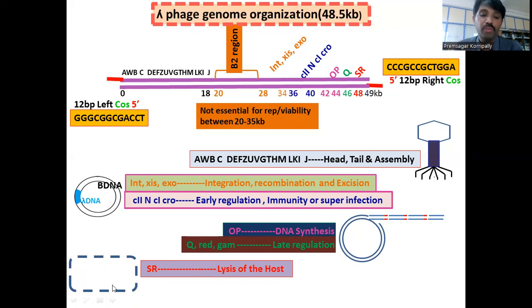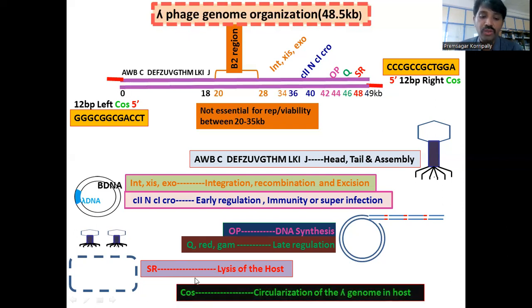The holin molecules form pores in the plasma membrane through which lysin molecules enter. They are also called muramidase, and they break down the cell wall and then release the phage particles. So the S and R genes are responsible for the lysis of the host and the release of the phage particles.